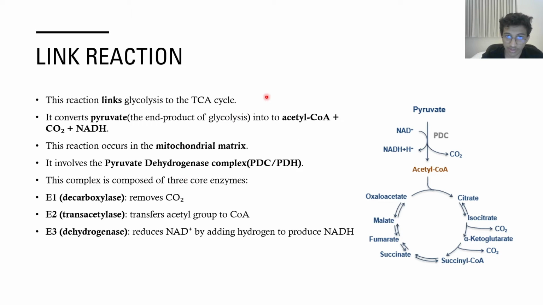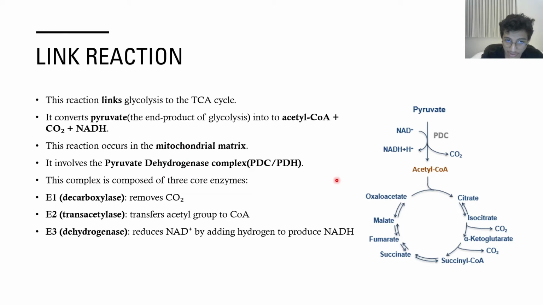Now, why do we want it in the mitochondria? Because of the link reaction. The link reaction is basically the reaction that links glycolysis to the Krebs cycle. It converts pyruvate into acetyl-CoA, and it produces CO2 and NADH. Just NADH, not NADH2. This reaction, of course, occurs in the mitochondrial matrix. Like we said, we transport the pyruvate into the mitochondria.